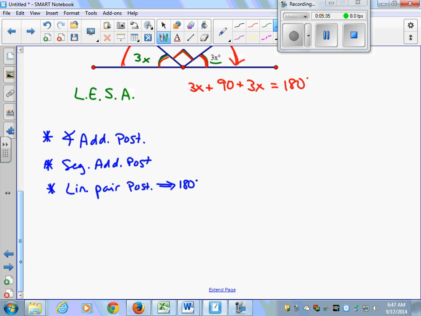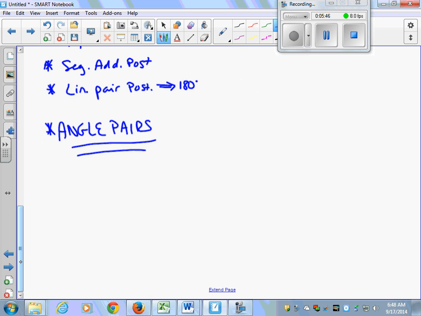Okay, don't forget about all the angle pairs. We had a lot of them. Learn all of that vocabulary as well. So we're talking about complementary angles, supplementary angles, vertical angles, adjacent angles, linear pairs, etc.